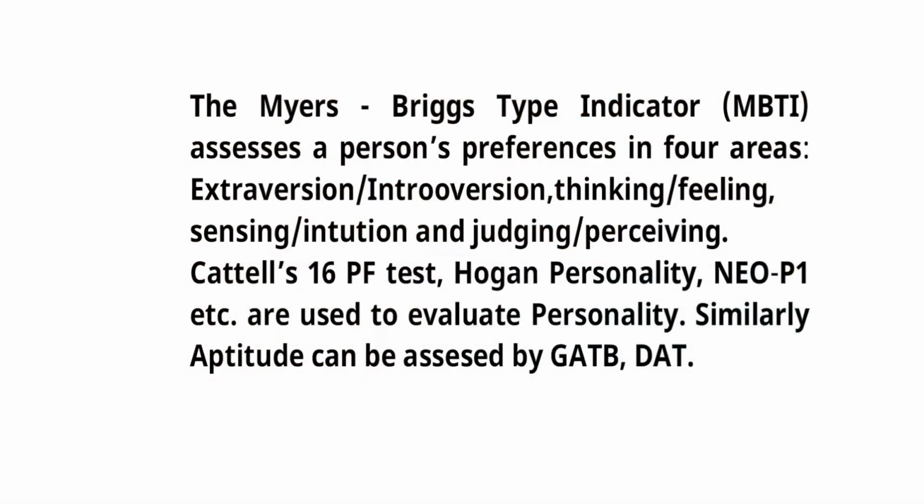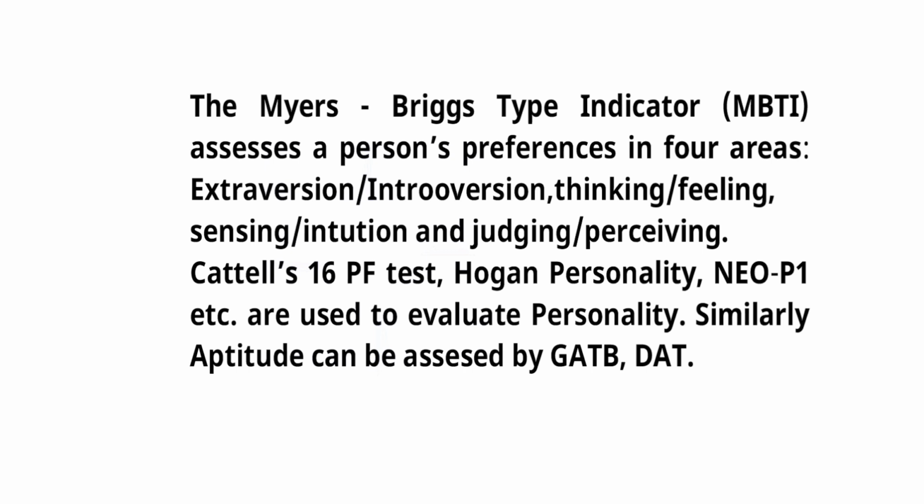Now, for example, the Myers-Briggs Type Indicator assesses a person's preference in 4 areas: extroversion and introversion, thinking and feeling, sensing and intuition, and judging and perceiving. Cattell's 16 PF test measures 16 personality factors. Then Hogan's personality test, and the NEO PI, which is currently used nowadays, is based on the Big Five model and is used to evaluate personality.